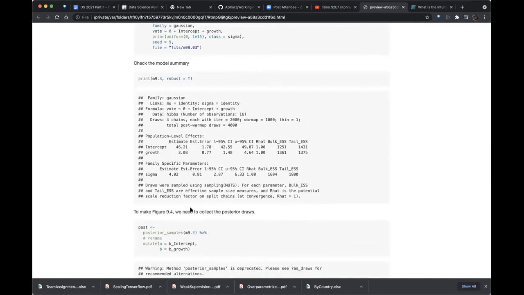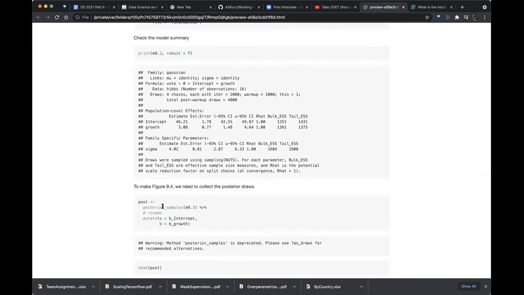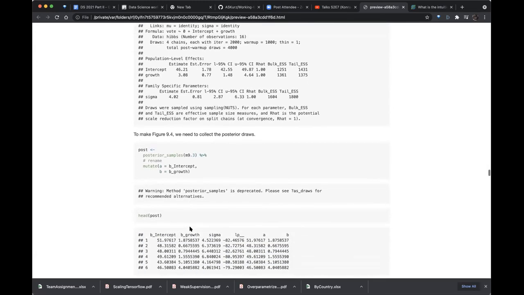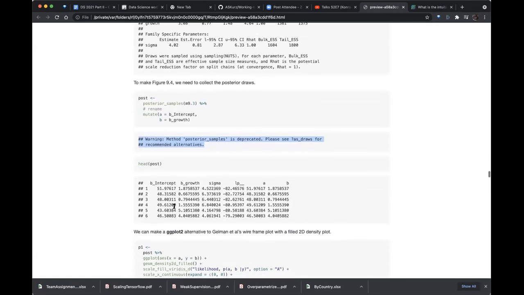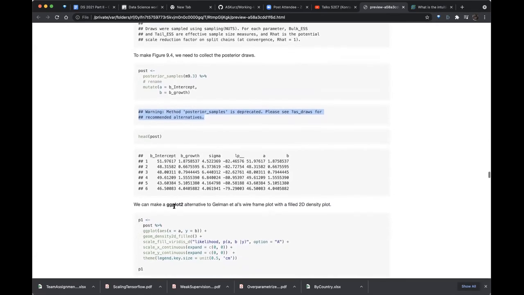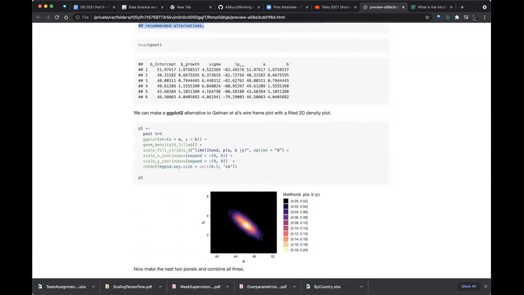To make fun pictures, he does what we've seen before: posterior samples, just renaming A and B so we know what they are. Then you get this warning, because the library has changed apparently since he did this exercise. And then you have this pretty picture, which shows you where the parameters are most likely to be, using the uniform prior.